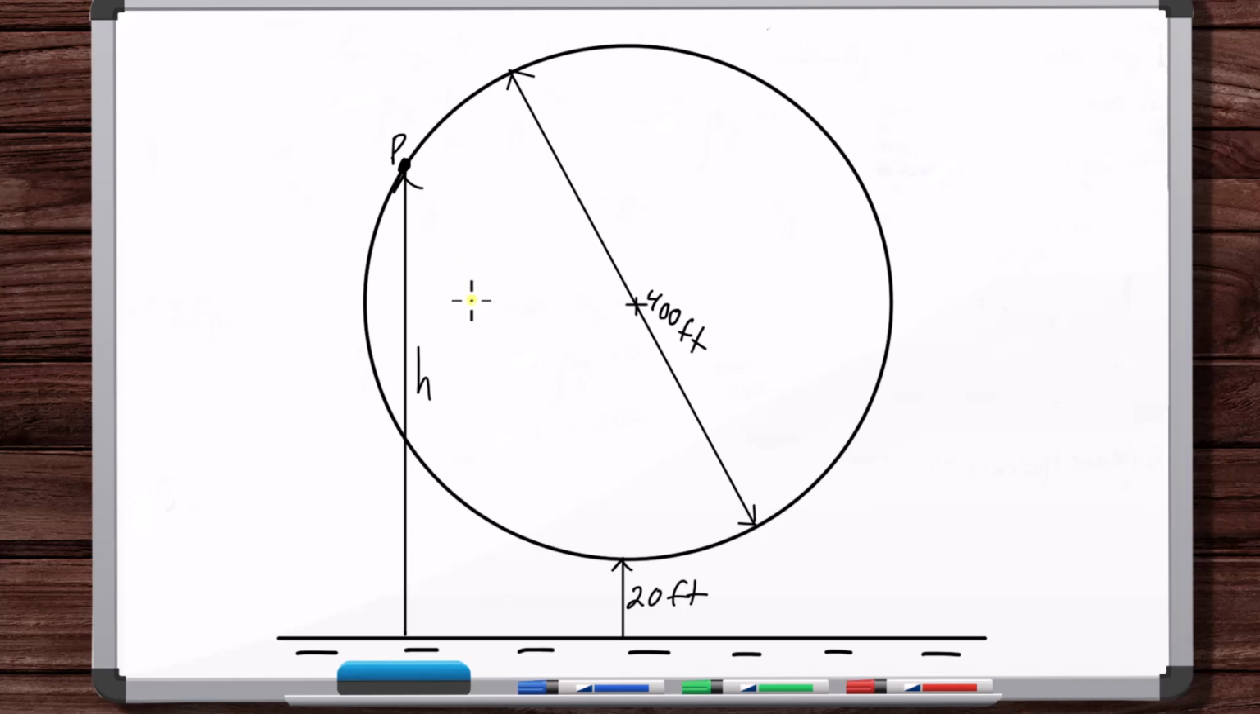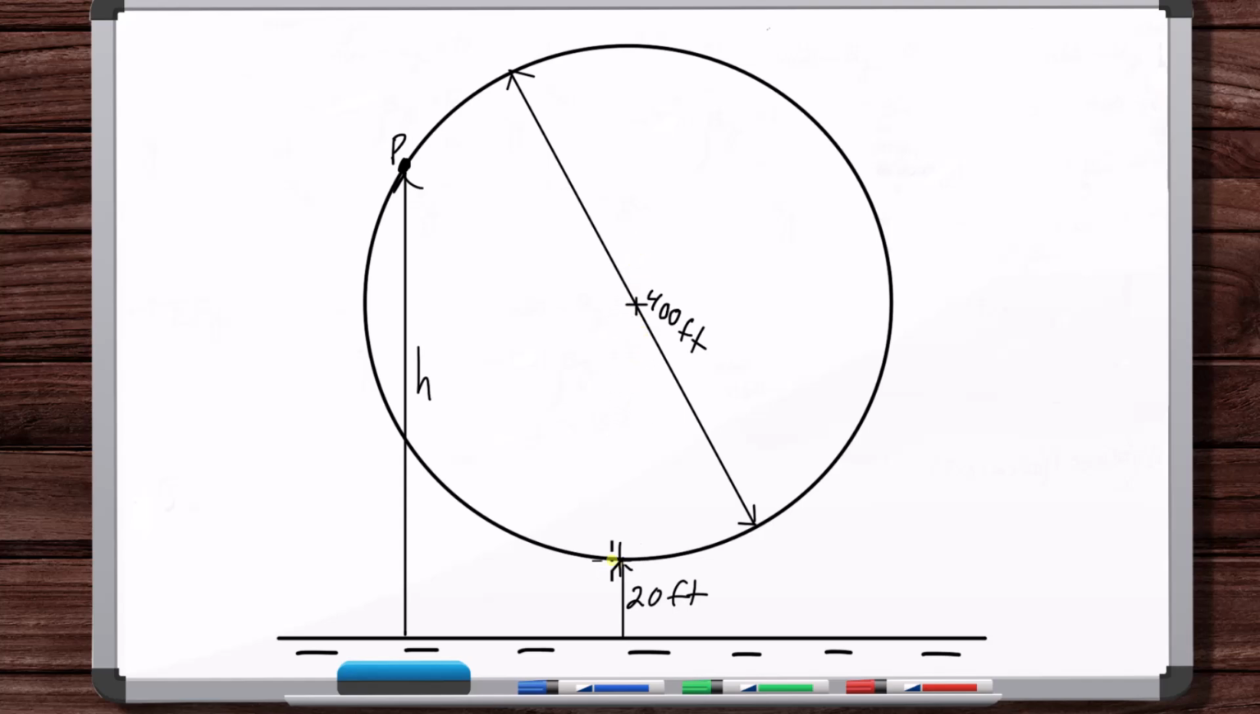That's the percent between 0 and 100 that represents this location on the Ferris wheel, where 0 is the boarding point and 50 is the highest point. Okay, so how can we come up with a function for h as a function of p? Well, if we're going to use trig functions, it would be a good idea to put an xy coordinate system centered at the center point of the circle.